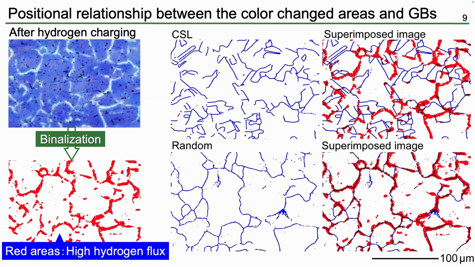This is a CSL grain boundary map of the pure nickel. And this is a superimposed image of the grain boundary map and binarized image. The high hydrogen flux area does not overlap the CSL grain boundaries. So this is a random grain boundary map, and this is a superimposed image. Most of the high hydrogen flux area corresponded to the random grain boundary. So we concluded that the random grain boundaries are the preferential hydrogen diffusion path in pure nickel.